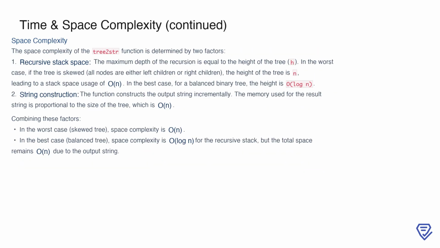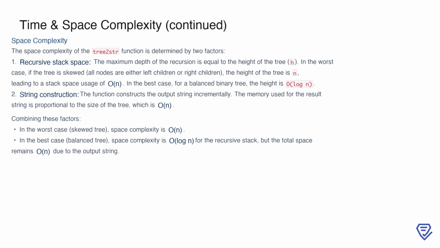Now let's consider the space complexity. This is influenced by two main aspects: the recursive stack space and the memory required for constructing the output string. First, the recursive stack space depends on the depth of the recursion, which corresponds to the height of the tree, denoted as h. In the worst-case scenario, where the tree is highly skewed, the height is equal to the total number of nodes, n, leading to a stack space usage of O(n).